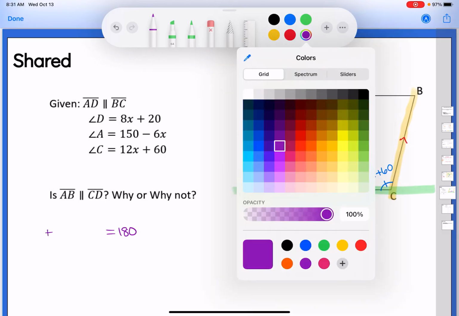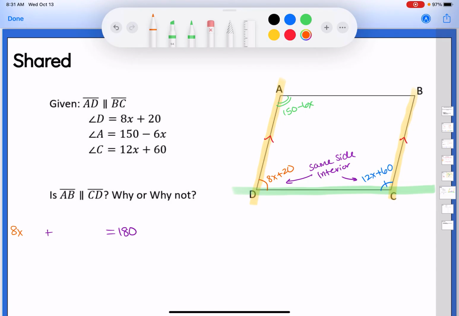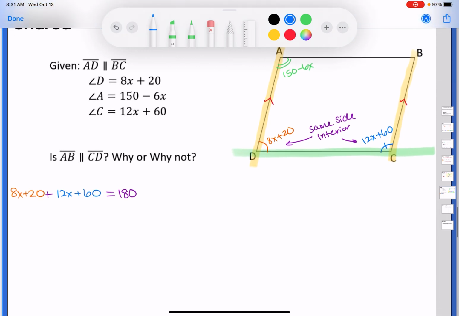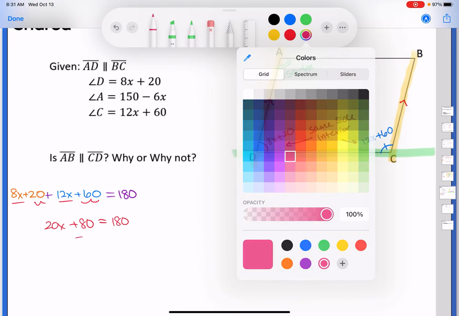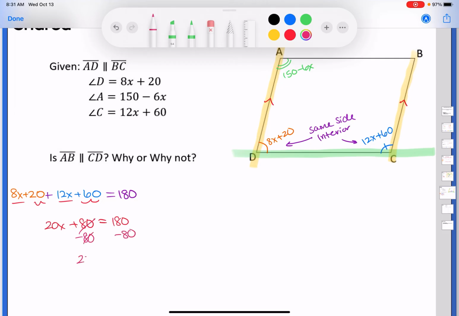Okay, so that means 8x plus 20 plus 12x plus 60 has to equal 180. So let's see if we can solve for x here. I can combine my like terms. I get 20x plus 80 equals 180. Subtract 80. I get 20x equals 100. Divide by 20. And I get x equals 5. All right, so I've got x equals 5.